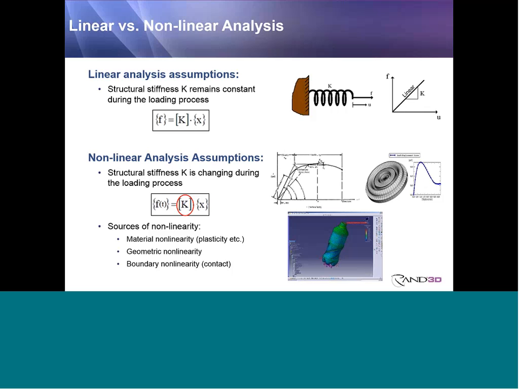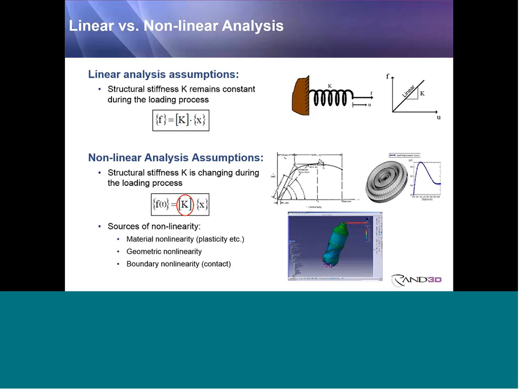There could be different reasons. The first one is material nonlinearity, such as plasticity. For instance, if you look at the typical stress-strain curve, once the material starts yielding, it becomes softer, with work hardening and so on. So the response becomes nonlinear.